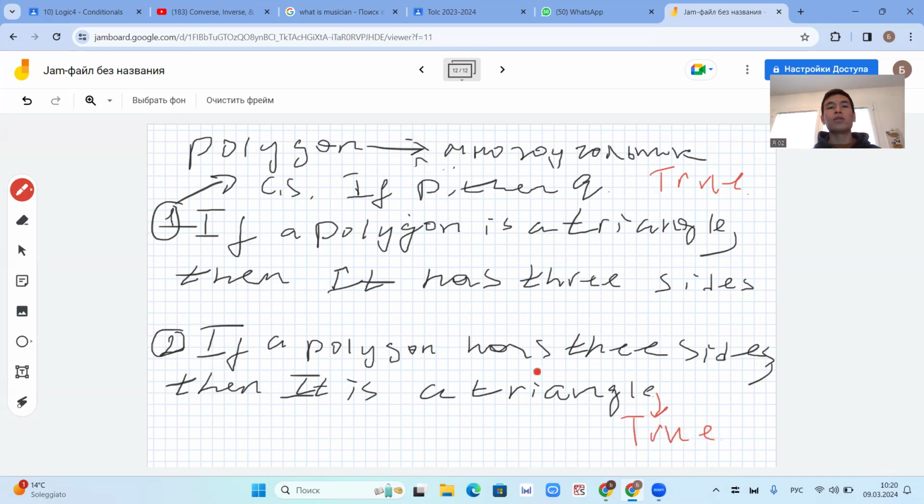If polygon has 3 sides, then it's a triangle. Здесь все понятно, ребят? Что такое biconditional statement? Это когда conditional statement true и converse statement also true. Usually when conditional statement true, in most cases, converse will be false. But there are some cases when conditional statement true and converse is also true. In this case, our statement is biconditional.